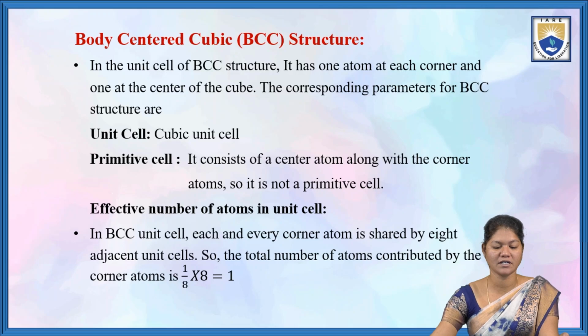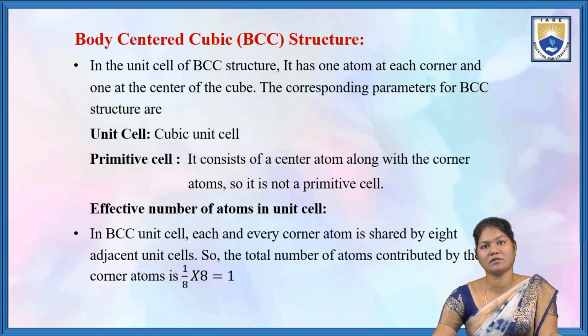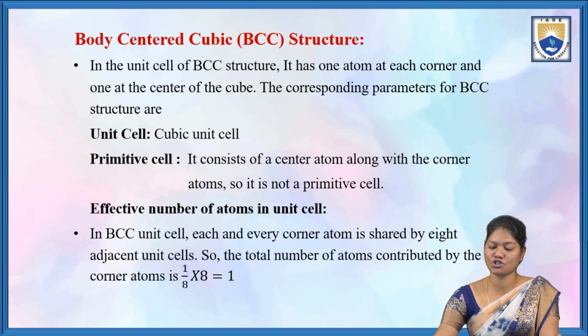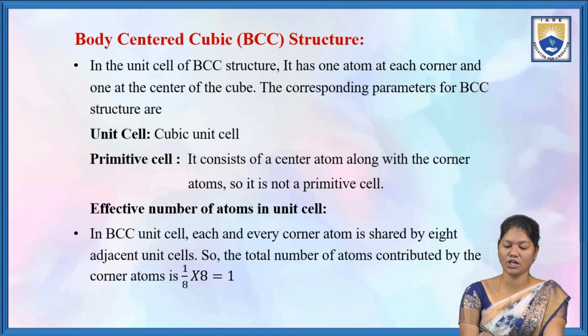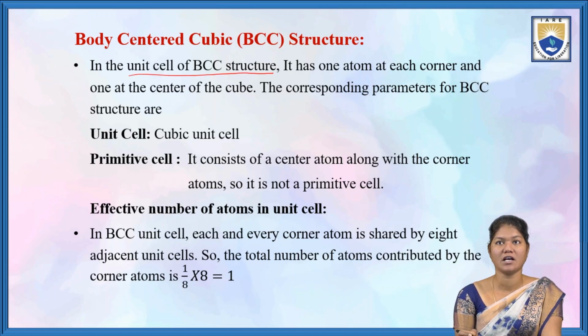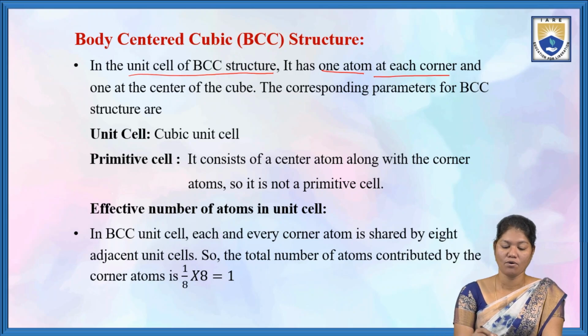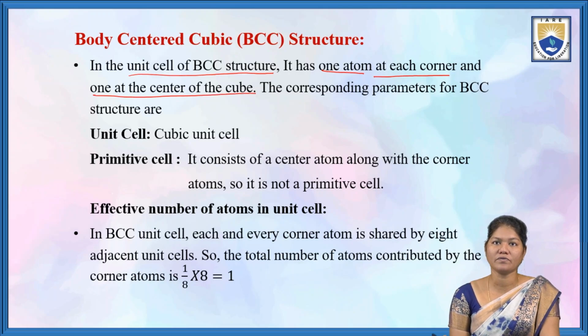First, the unit cell of the body centered cubic structure has one atom at each corner and one at the center of the cube. Along with each corner atom, there is one more atom at the middle of the body, that is, the middle of the cube.